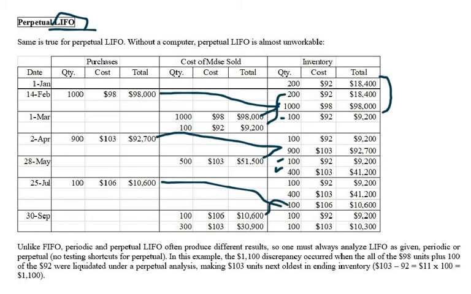Again, what's your newest stuff? Whatever's on the bottom there. So we have 100 at 106 being sold, and then our next 300 units have to come from the 103 pool, so that leaves us 100 at 92 and 100 at 103. So again, different because we have 100 units at 103 being inventoried instead of all 200 at 92. So there's your departure.